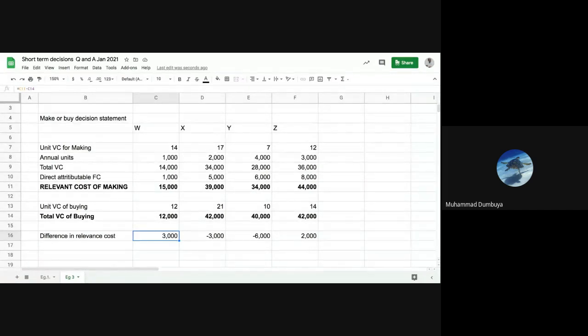If it is a positive sign, in that case, buying will be cheaper. That means the two positive numbers, which are W and Z, it will be cheaper to buy product W and product Z by 3,000 and 2,000 respectively, isn't it? Yes. Good, that's a good attempt. And if it is minus, in that case, it will be cheaper to make than to buy. As you can see, it's going to cost you 39,000 to make, while it's going to cost you 42,000 to buy.